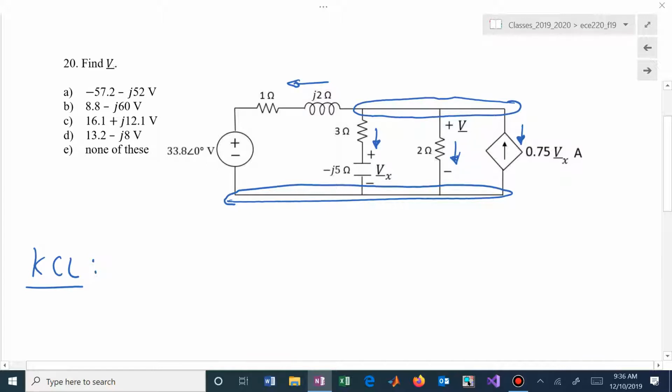What's this current right here? Do I want to label these? Suppose I call that I1. What's I1, in terms of the voltage phasor we are trying to determine and any of the other variables in the circuit?